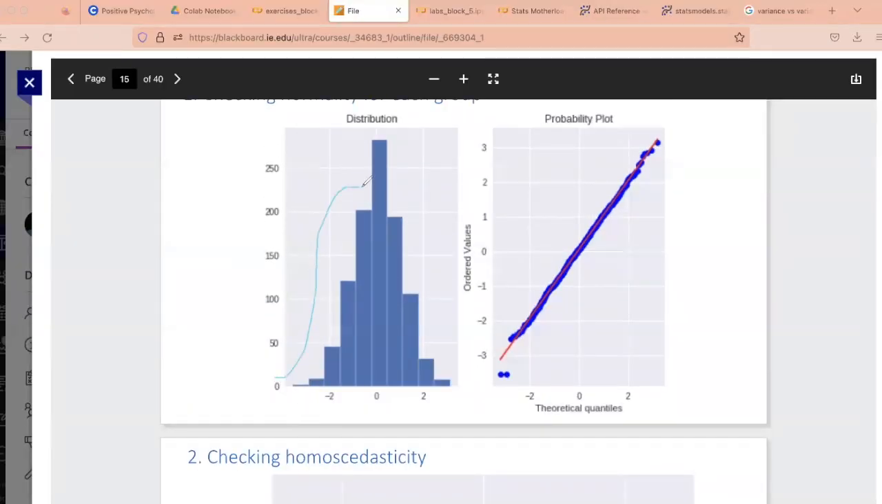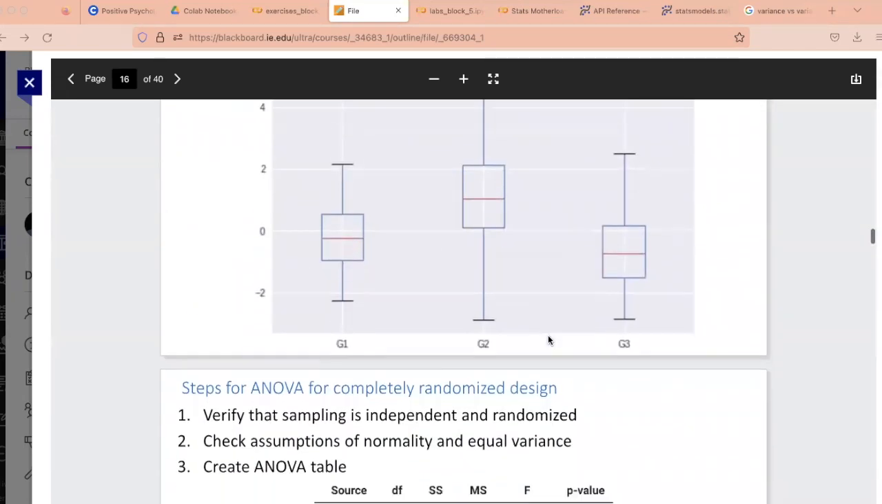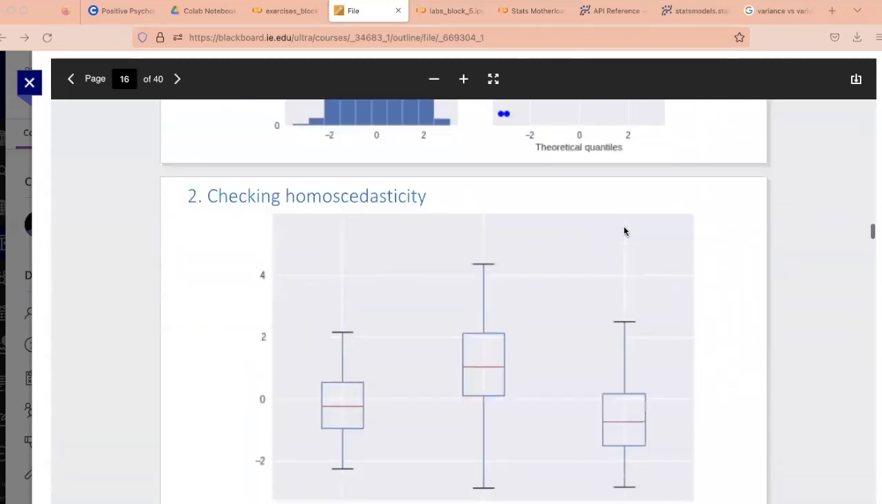So this is a bell curve. Ignore that little thing I did. There's a bell curve, and down here you can see the box plots. They're pretty similar. So you should be good to do an ANOVA test if this looks okay.